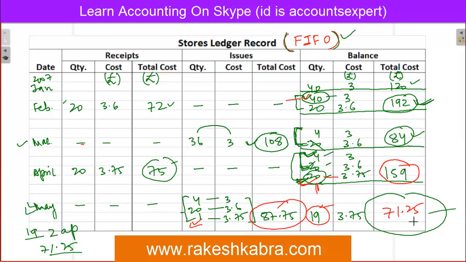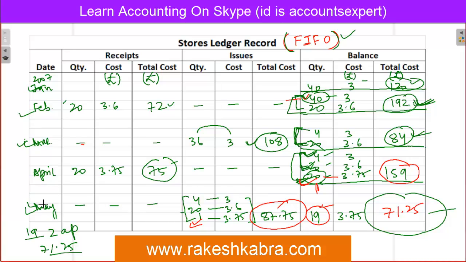We do not need to compute the value again. See, simultaneously for each month we are getting the value. At the end of January, what is the status of stock? 3 units and the value is 120. At the end of February? 60 units and the value is 192. At the end of March, how many units do we have? 24 units, the value is 84. So like this, for every month we are getting the status of stock.